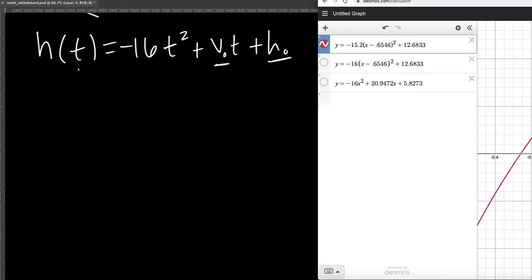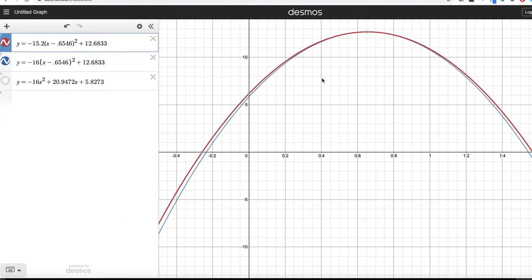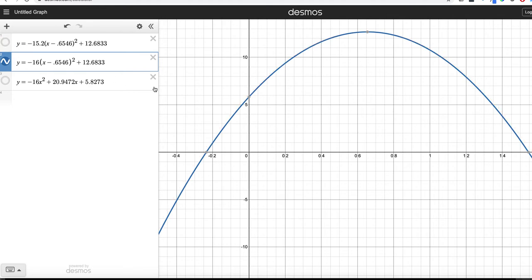So what I noticed is in mine, I have this negative 15.2, and that's pretty close to negative 16, so what I decided to try is to change it to a negative 16 and see how it changes the graph. We see that the height stays the same. The initial slope is a little bit different, and the subsequent slope is a little bit different, but I think it's close enough that we can use this as an estimate for my data, because if you look at the blue and the red, they're pretty close.